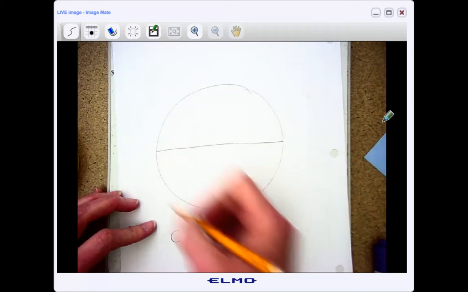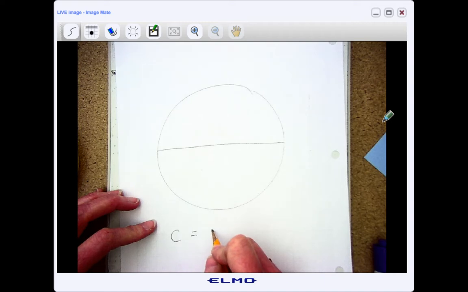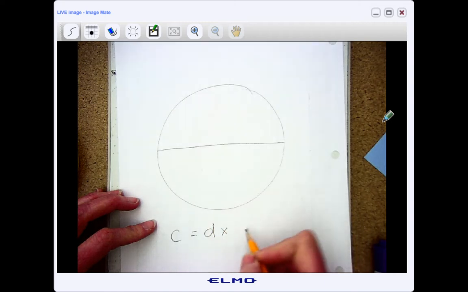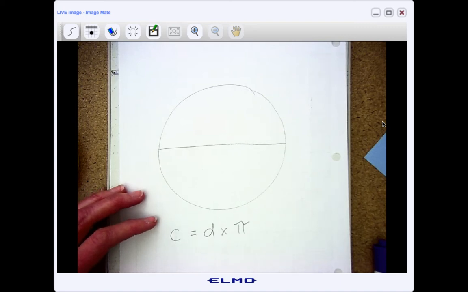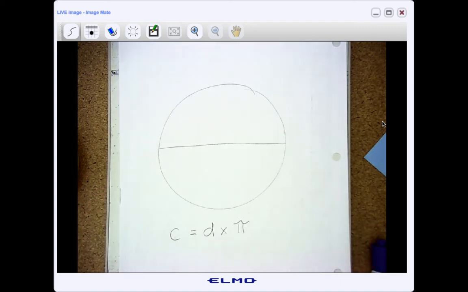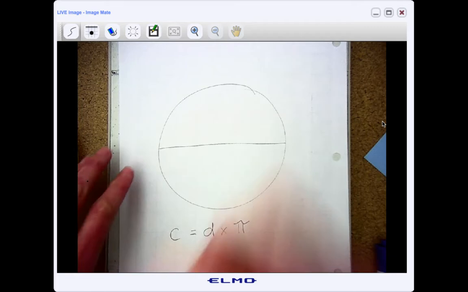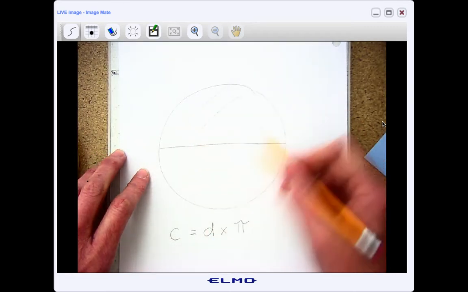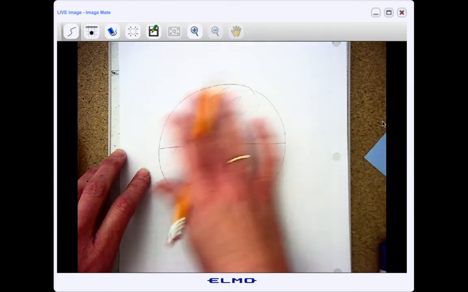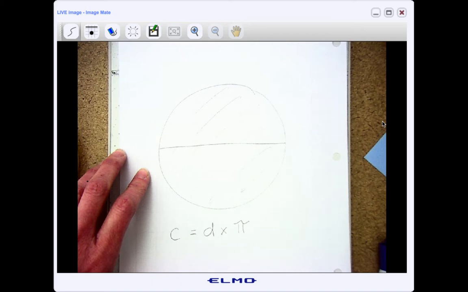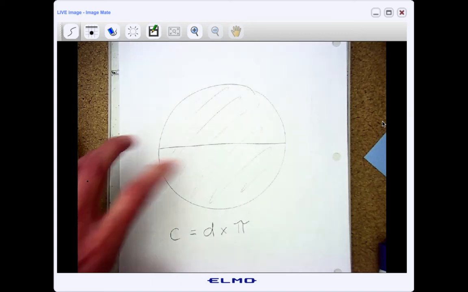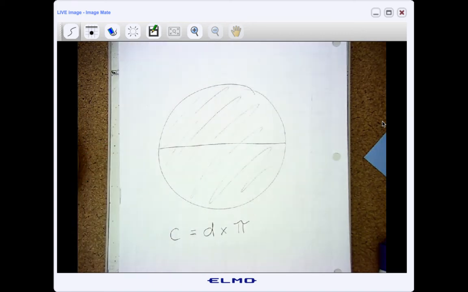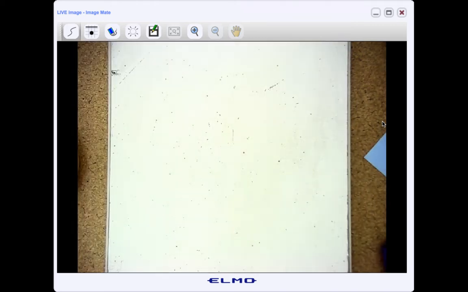So the circumference, the distance around, could be found by taking the diameter and multiplying it by pi, which is approximately 3.14. So what we're going to try and figure out today is something about the area of the circle. Remember earlier this week we said area is the amount of space inside of an object. So we're going to see if we can figure out something about area.